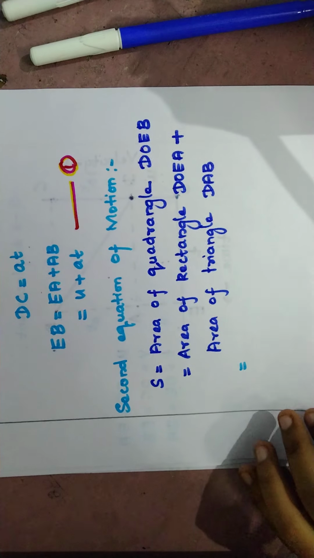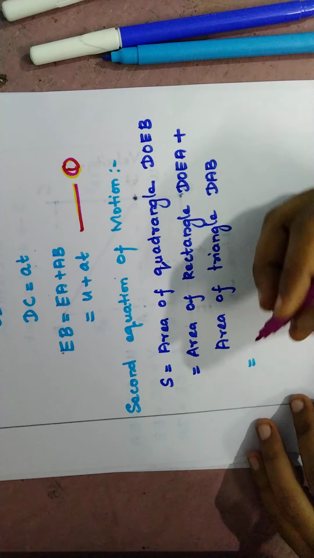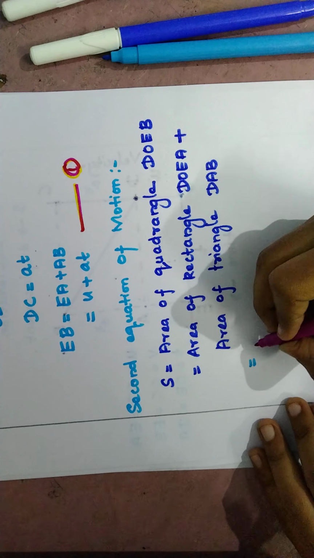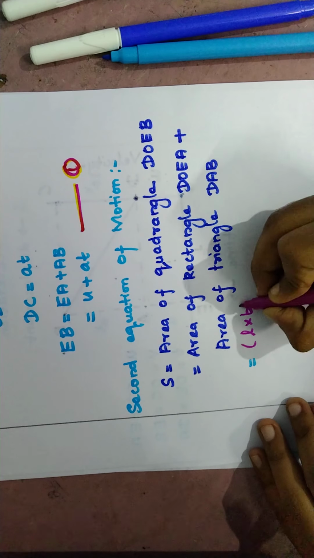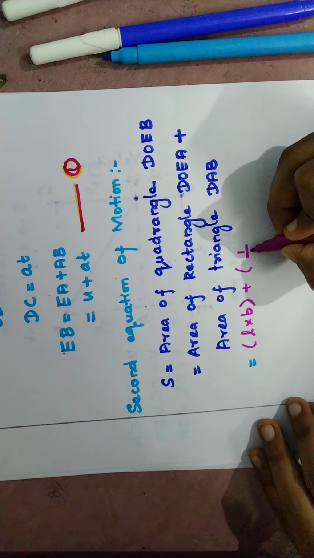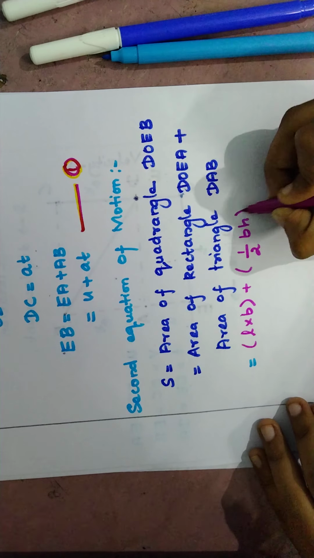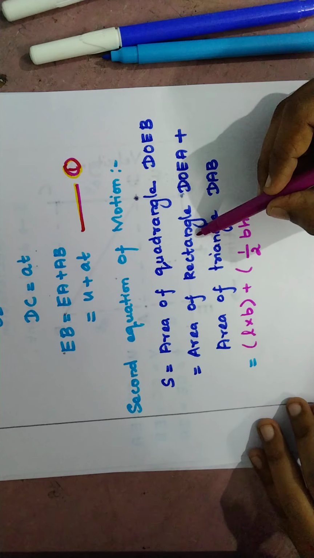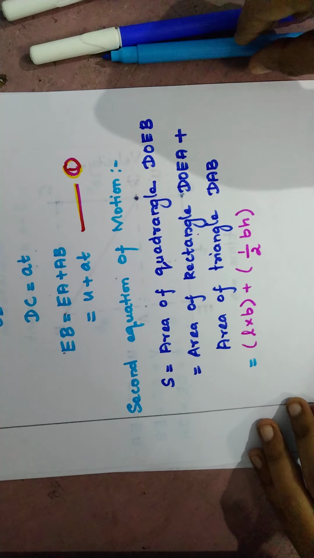What is the formula for area of a rectangle? Area of rectangle is equal to L into B. And what is the formula for a triangle? Half into base into height. This is the formula for area of a rectangle and area of a triangle.